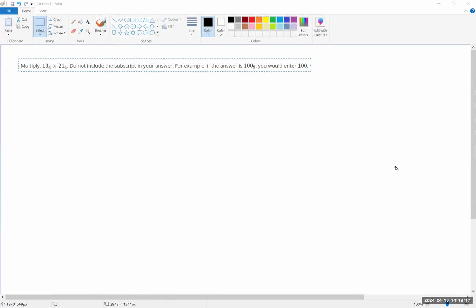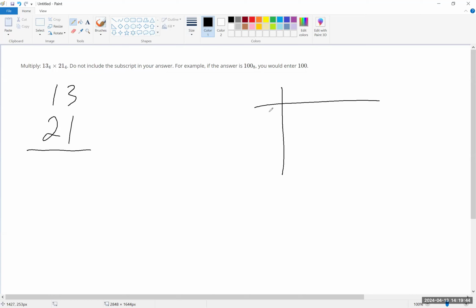Let's go ahead and multiply 13 base 4 by 21 base 4. So the first step is to write it this way using more or less our standard algorithm, but also what we have to do is make a multiplication chart. So it's in base 4, so I guess we could add the zeros, but we have to go up to 3.